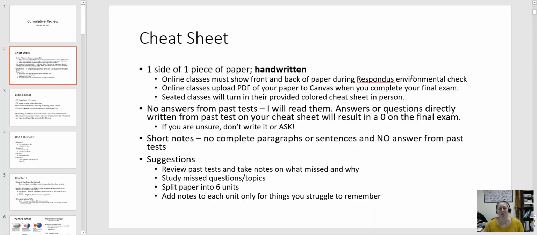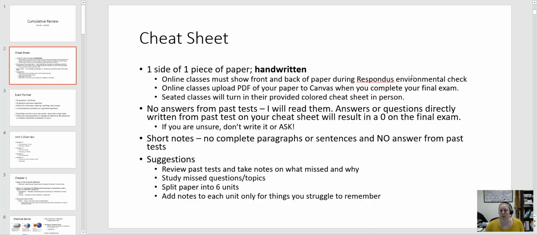My suggestions: review the past tests, take notes on what you've missed and why, and make sure that you can answer them now. If you need to and you want a little support for those sorts of questions, go in and put down some key details. So for instance, if you can't remember the equations for cellular respiration and photosynthesis, put those on your cheat sheet, okay? But don't be writing down full answers to anything in that way. Add notes to each unit only for things you struggle to remember.